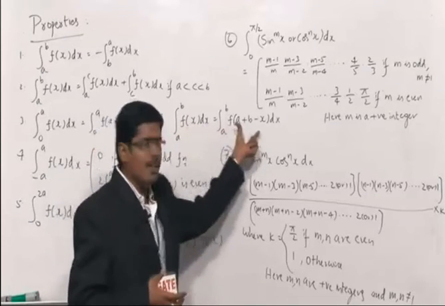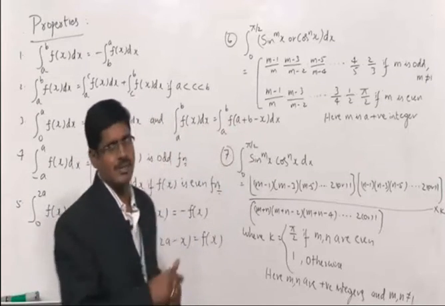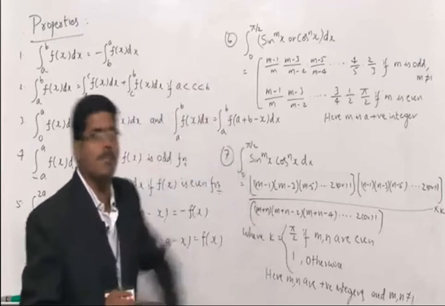Now here f(x), here I wrote f(a + b − x). That is, x is replaced by the sum of the limits minus x, which sometimes is useful after bringing the given integration into a simpler form.